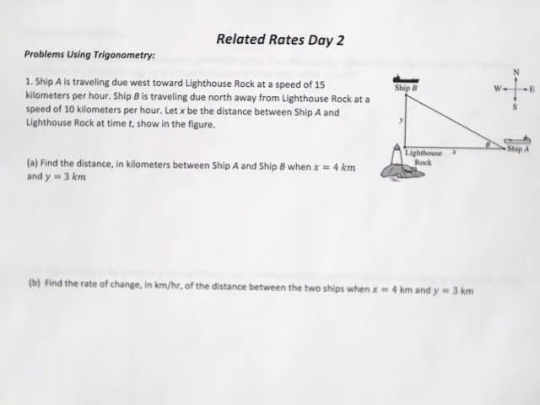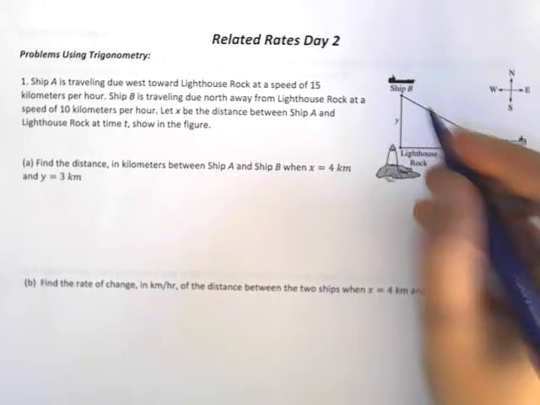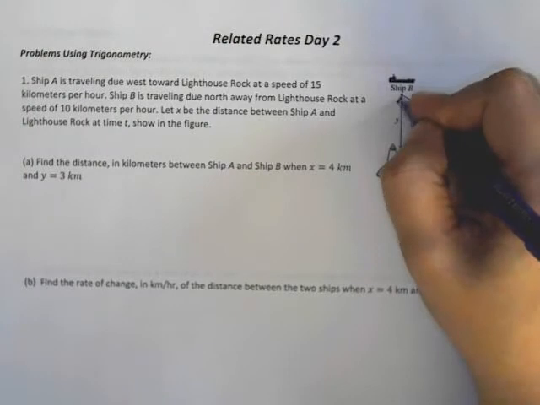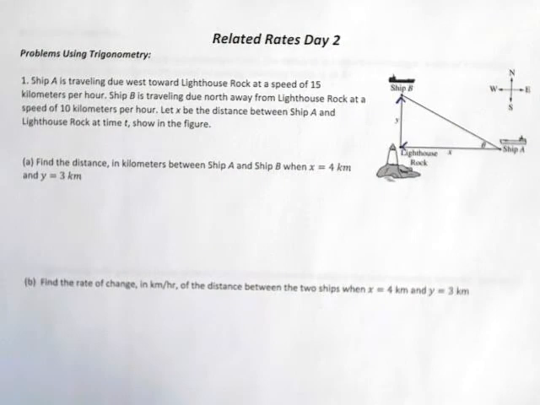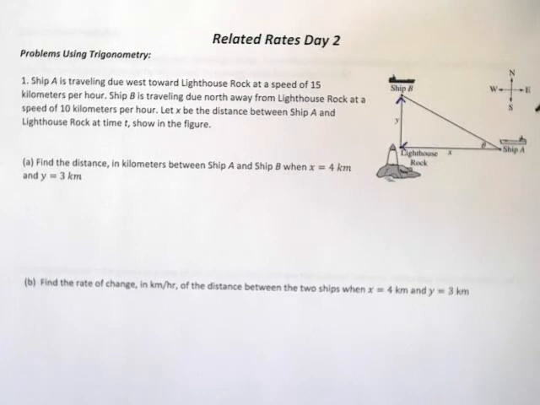All right, let's take a look at this problem. This is an actual AP FRQ question. Ship A, here it is, traveling due west towards a lighthouse. So ship A is going this way at a speed of 15 kilometers per hour. Ship B is traveling due north. B is going this way, away from the lighthouse, at a speed of 10 kilometers per hour. Let x be the distance between ship A and the lighthouse at any time. So it's giving me a picture.